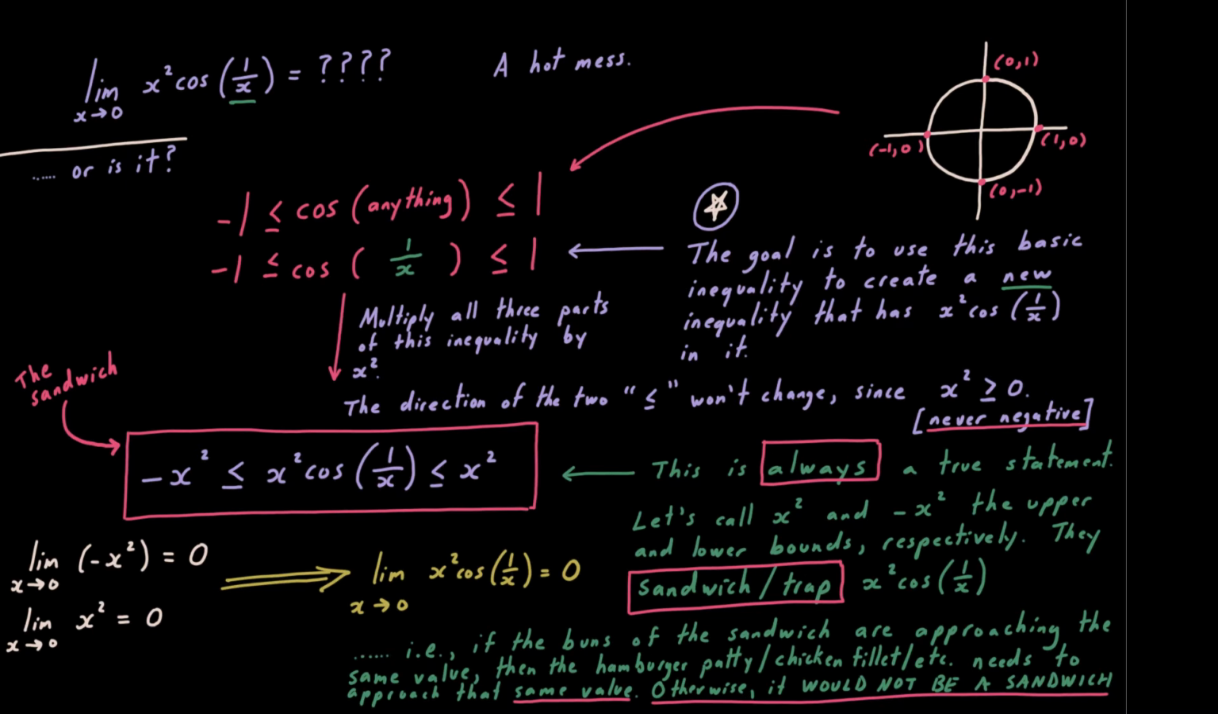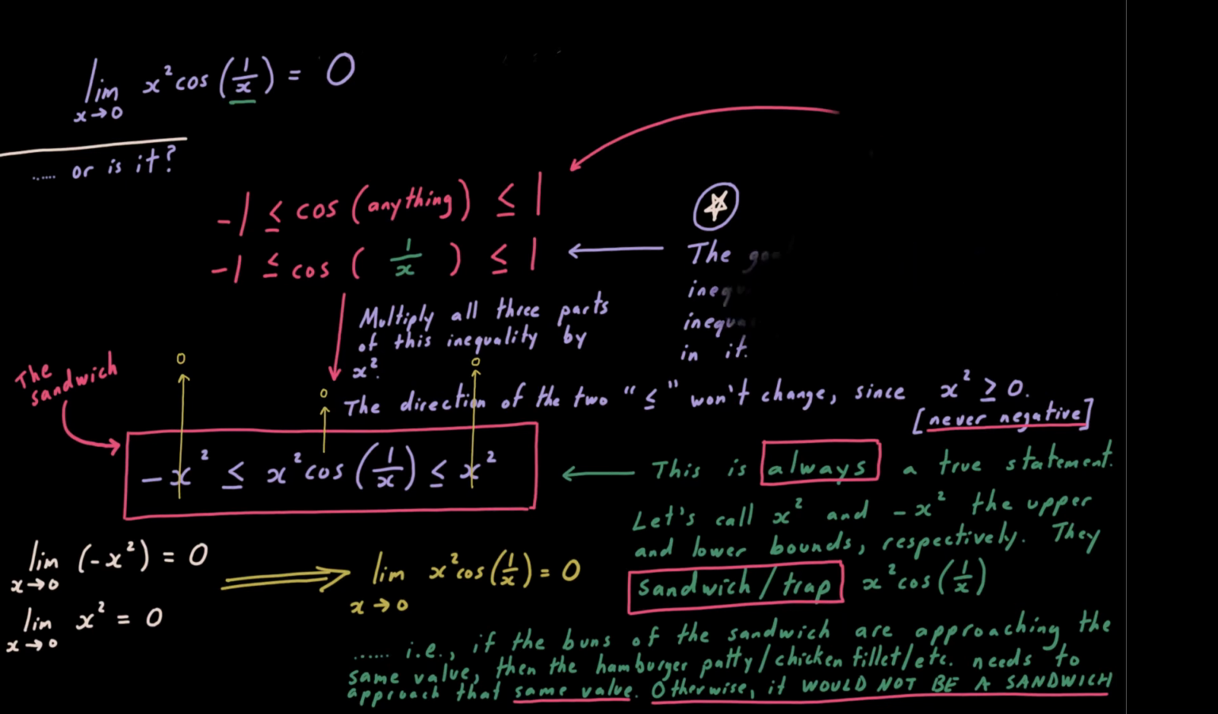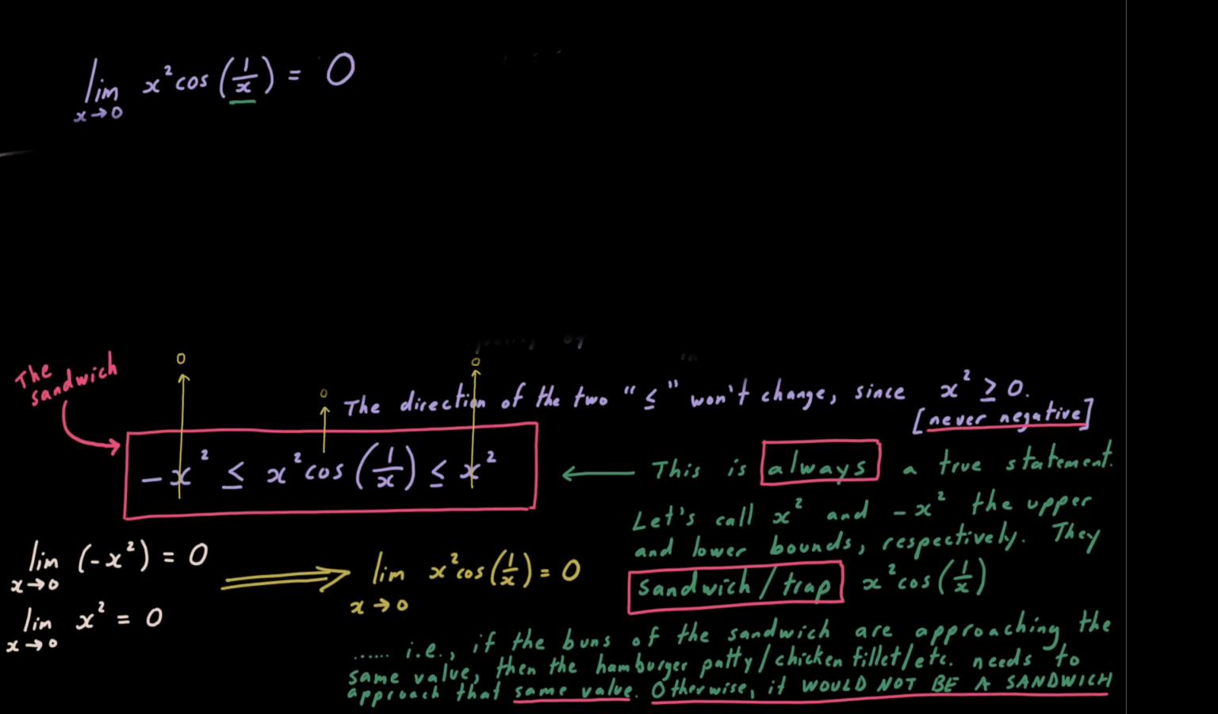Therefore, the buns go to 0. The chicken fillet goes to 0. Has to be. Otherwise, it wouldn't be a sandwich. That's all there is to it. So I'm going to erase the 3 question marks up there with a nice 0, and we are done. Notice the hardest part about this problem was just setting up that sandwich, setting up the inequality. But after we got the inequality, it was free rolling from there.